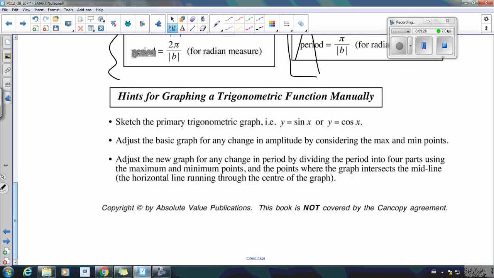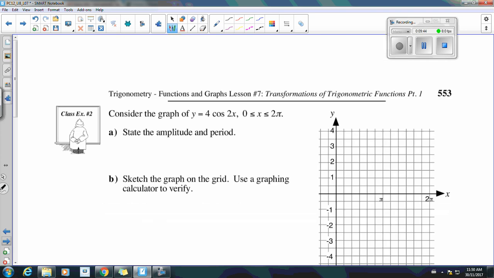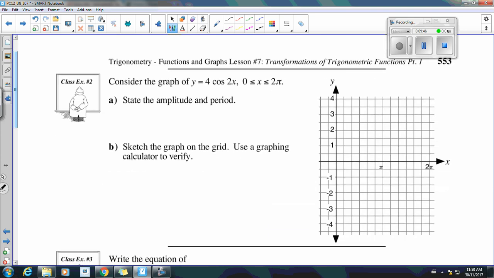Hints for graphing a function manually. If you have to graph it without a calculator, sketch the primary trigonometric graph. Adjust the basic graph for any change in amplitude by considering the max and min points. Adjust the new graph for any change in period by dividing the period into 4 parts using the maximum and minimum points. So consider the graph y equals 4 times the cos of 2x between 0 and 2 pi. We know it goes on forever, but we're just going to do one section of it here.